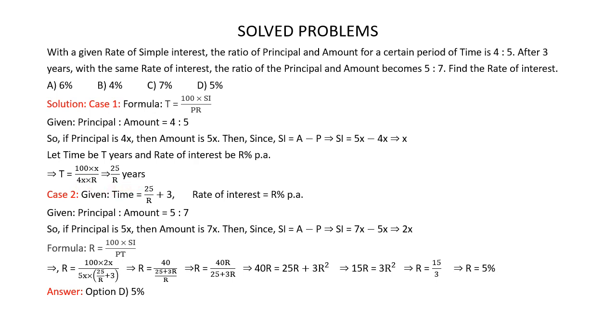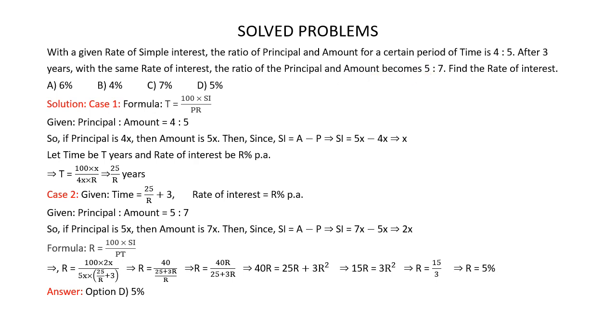Now let's look at the second case. Now in the second case, it's given that after 3 years. So we know that time is 25 by r years. So after 3 years means the time is 25 by r plus 3 years for case 2 with the same rate of interest. Now earlier we had assumed that the rate of interest is r% per annum. So for case 2 also rate of interest is r% per annum. The ratio of the principal and amount becomes 5:7.